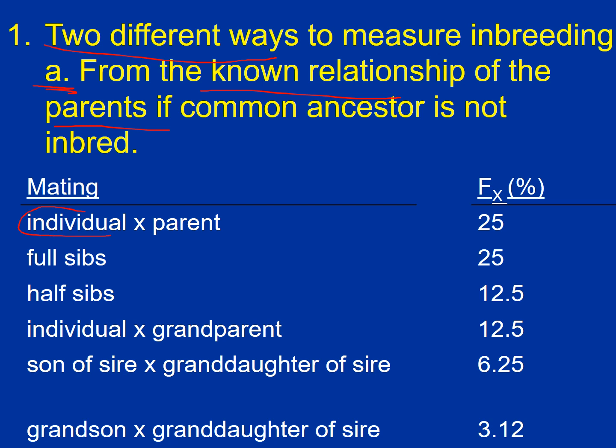If we mated an individual times a parent, that's going to be pretty inbred, 25%. If full sibs are mated, the inbreeding coefficient of the offspring would also be 25%. If you mated half sibs, what's a half sib? It's two individuals that share the same father or same mother, but not both. The inbreeding coefficient is 12.5%. Individual times a grandparent, and certainly with artificial insemination where we can freeze semen, that's possible to do, but inbreeding is going to be 12.5%. A son of a sire times a granddaughter of the sire, 6.25%.